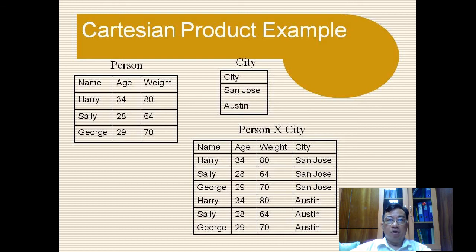And remember here, because you have 3 tuples in the person relation, and you have two tuples in the city relation, the result will be 3 times 2. 3 times 2 is 6. So the result, person cross city, will have 6 tuples.